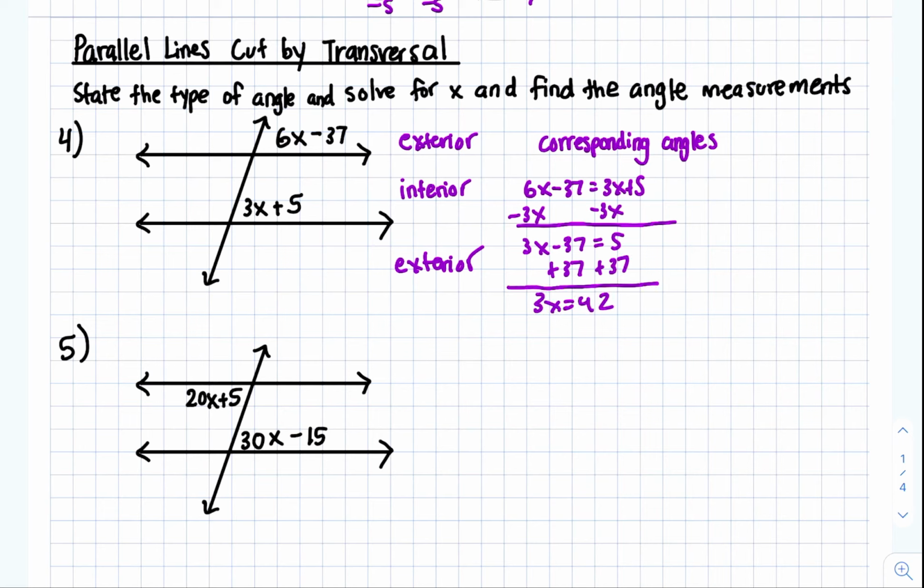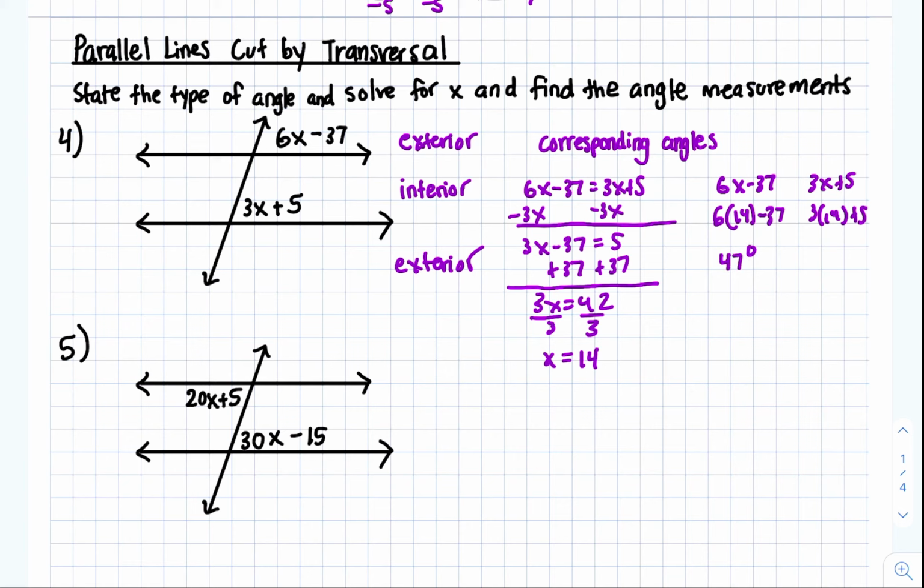3x is equal to 42. Divide both sides by 3. X is going to equal 14. Substitute x into both of the angle measurements so we can find our angles. So 6 times 14 minus 37, and here we got 3 times 14 plus 5. So 6 times 14 minus 37 will give you guys 47 degrees.